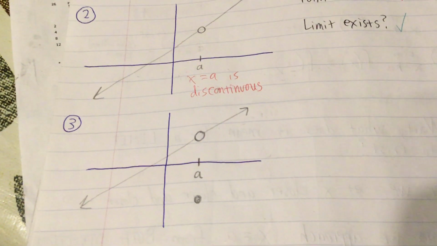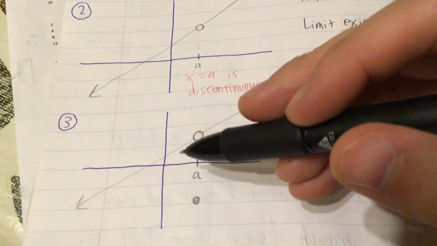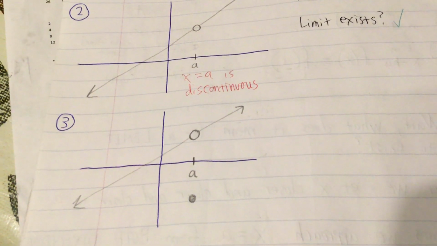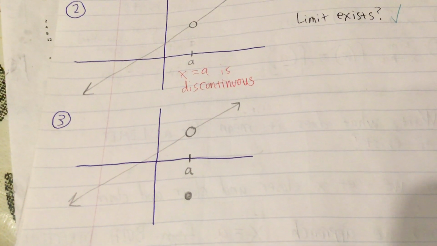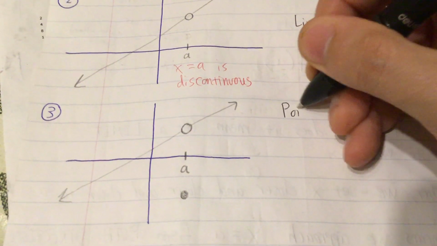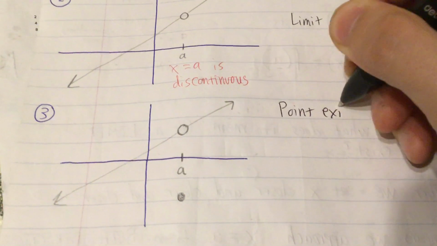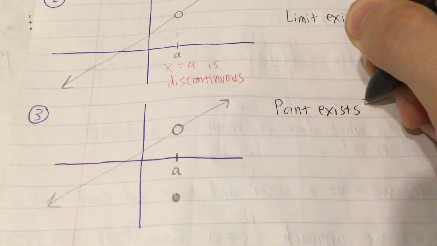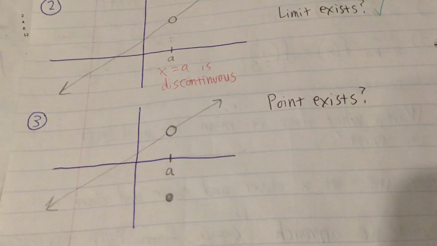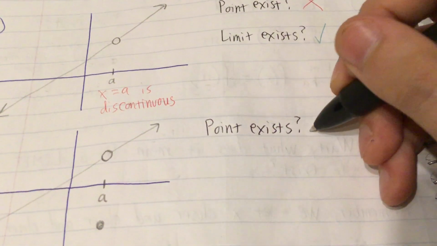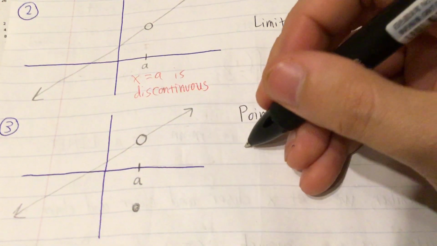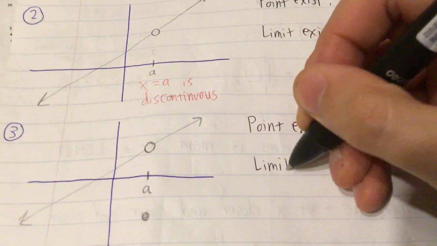Kind of a similar vibe. So first things first, is this point x equals a continuous? Well, let's look at the 3 requirements. Does the point exist? Yep, right there. So x equals a does have a point, and that's my point. Does the limit exist?